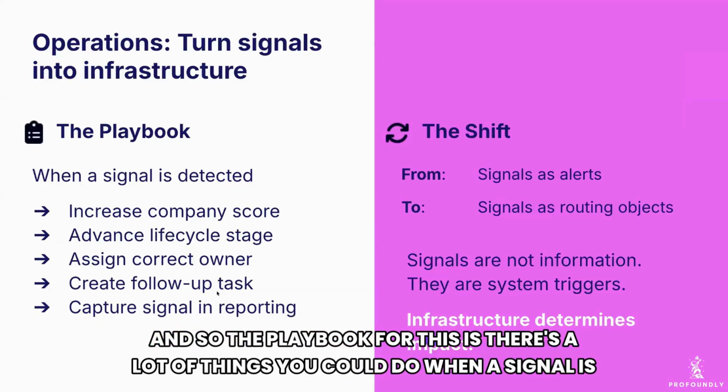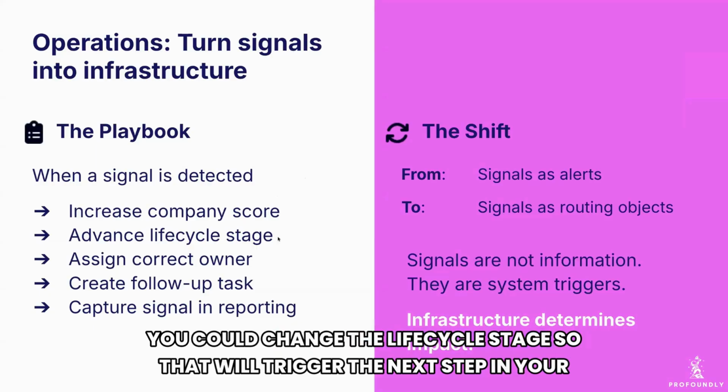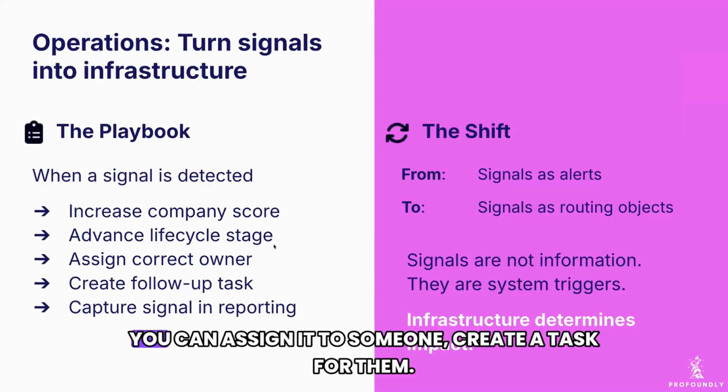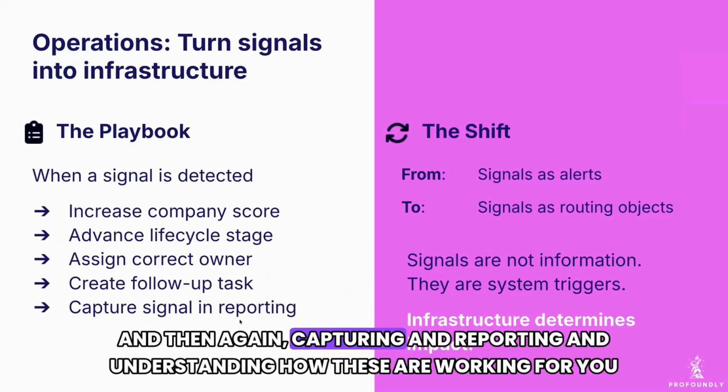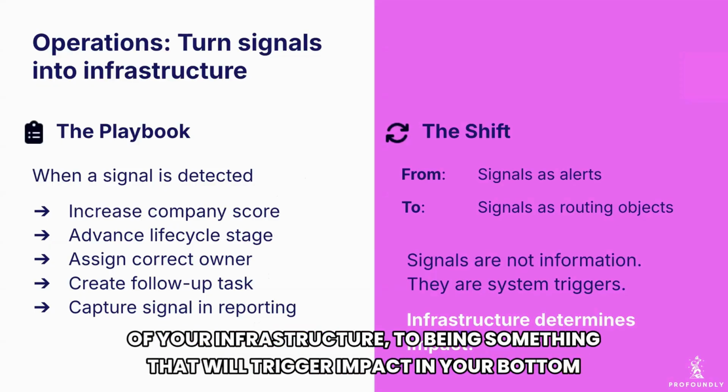And so the playbook for this is there's a lot of things you could do when a signal is detected. You could automatically increase a lead score. You could change the life cycle stage so that will trigger the next step in your funnel. You can assign it to someone, create a task for them. And then again, capturing and reporting and understanding how these are working for you is always important. So really you're shifting from signals being informational to signals being part of your infrastructure, to being something that will trigger impact in your bottom line.